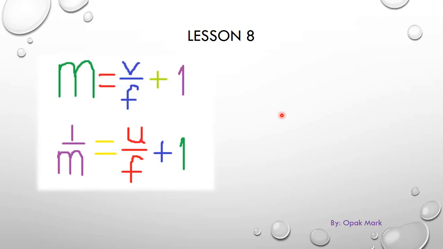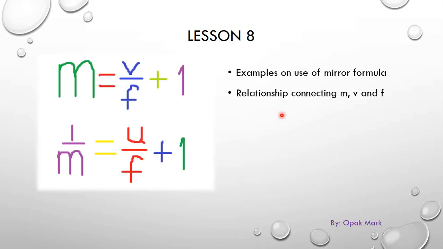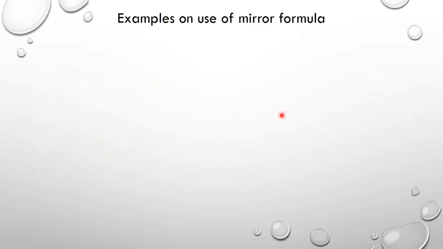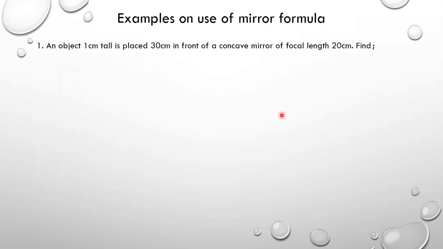In this lesson, we are going to look at the examples on the use of the mirror formula, the relationship connecting M, V, and F, that is the magnification, the image distance, and the focal length, and also the relationship connecting M, U, and F, which is the magnification, the object distance, and the focal length. And then lastly, we shall also look at the examples on the relationship connecting M, V, and F, and also M, U, and F. Let us begin by looking at the examples on the use of the mirror formula.